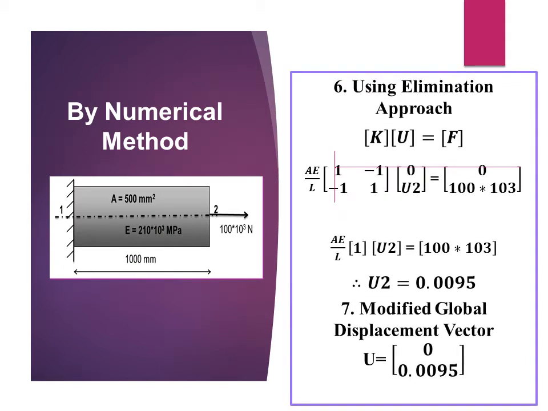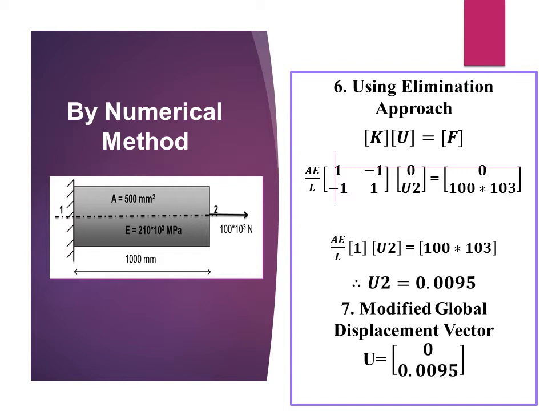Now the elimination approach. As there is a fixed support at the first node, we have to eliminate the first row and first column, and after elimination your final equation is A into E upon L times 1 into u2 is equal to 100 into 10 raised to 3. By solving this equation and putting all the values of A, E and L, you will get U2 is equal to 0.0095.